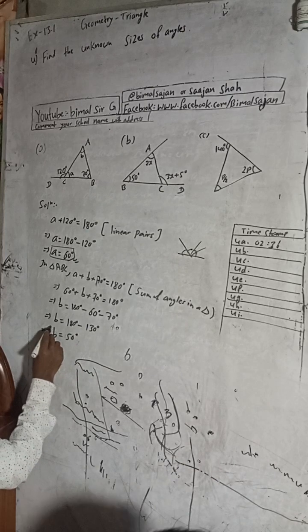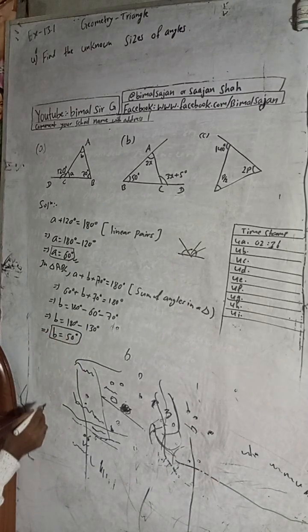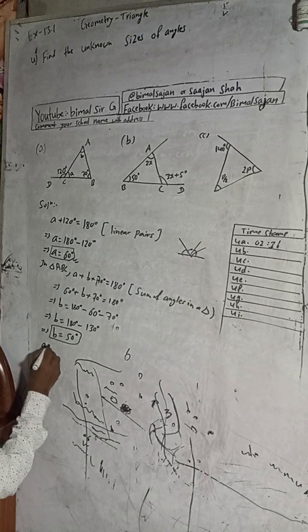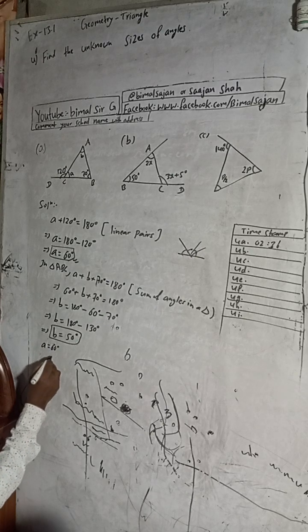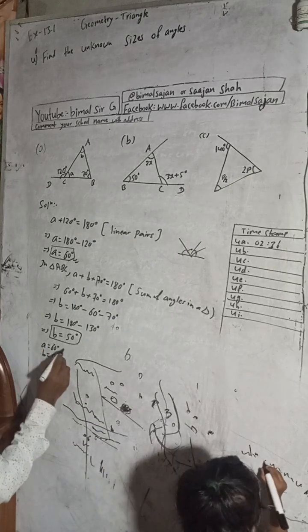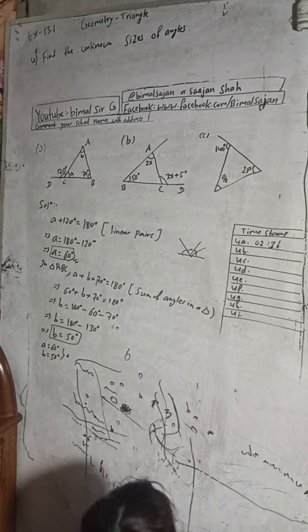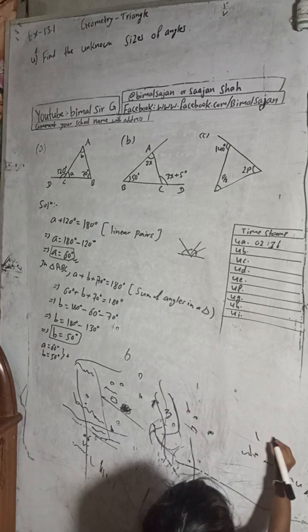So we got here A is equal to 60 degree, and B is equal to 50 degree. So these both are the answer. A is equal to 60 degree and B is equal to 50 degree.